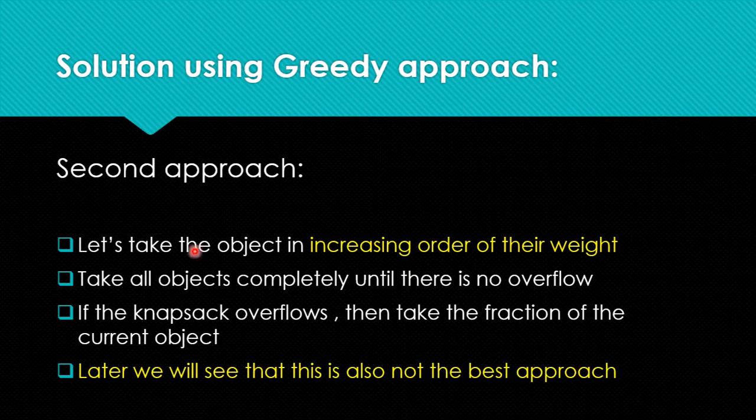In the second approach we will consider weights. We will take as many objects as possible so as to increase the profit. The more objects there are, the more the profit will be, but later on we will see that this approach will also fail. Here too we take all the objects completely until there is no overflow, and if the knapsack overflows, then take the fraction of the current object.